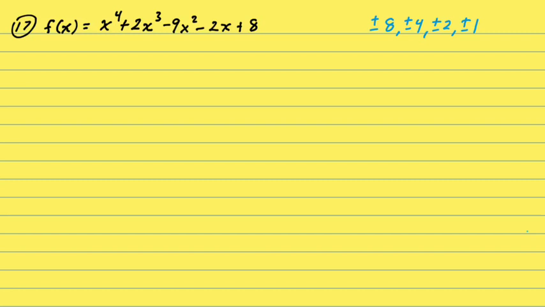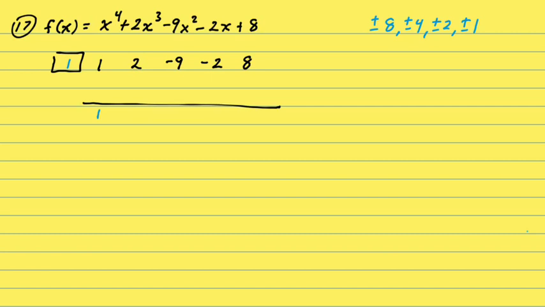Are all the powers represented in decreasing order? X to 4, X to 3, X to 2, X to 1, X to 0. They appear to be. So I can bring my coefficients down. 1, 2, negative 9, negative 2, 8. Leave a space, draw a line, make a box. What number we want to try? Well, we've been trying the small one, so let's stick with 1.